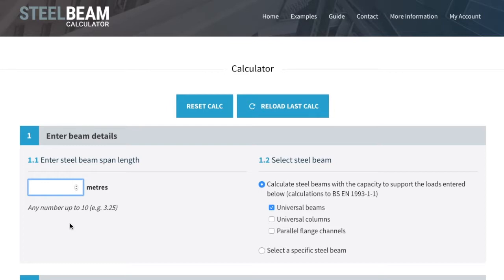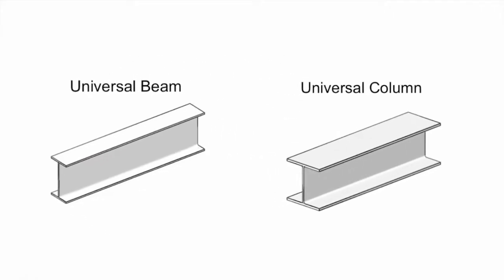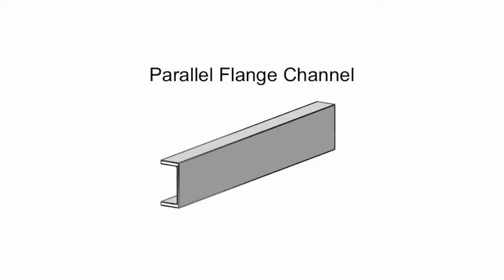Secondly, we need to know the shape and size of your steel beam. The calculator defaults to universal beams, but you can choose either universal columns or parallel flange channels instead. Universal beams and universal columns both have a distinctive eye shape, but while the depth and width are very similar in universal columns, the depth is always noticeably greater than the width in a universal beam. In contrast, parallel flange channels form a C-shape.